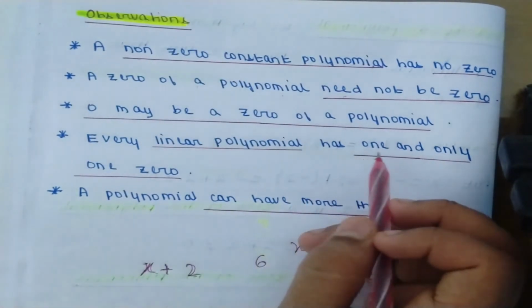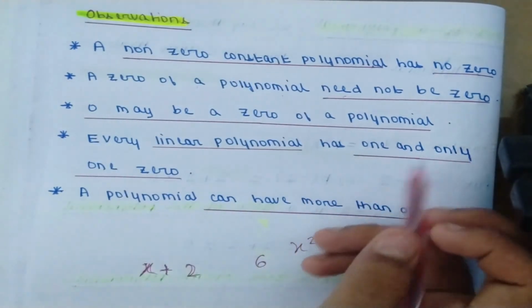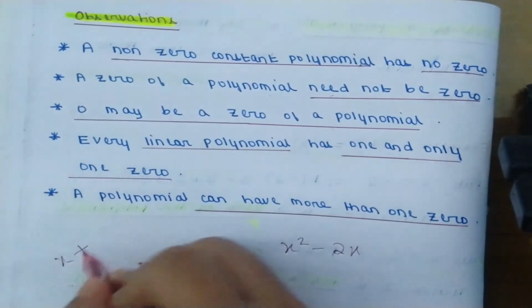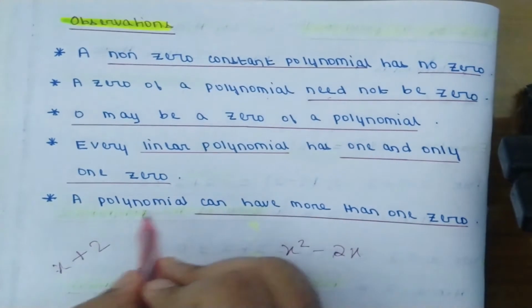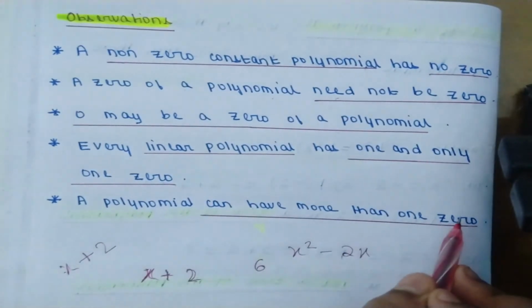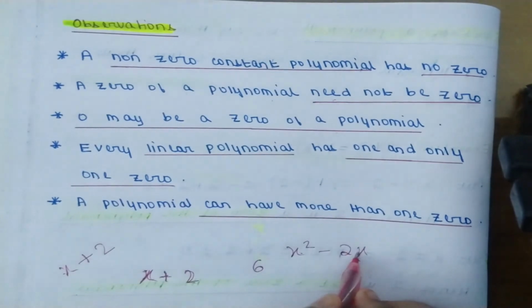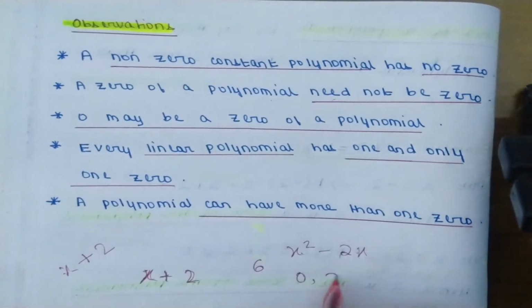Every linear polynomial has one and only one zero. So x plus 2 has only one zero, that is minus 2. A polynomial can have more than one zero. As we have seen in x square minus 2x, the zeros are 0 and 2.